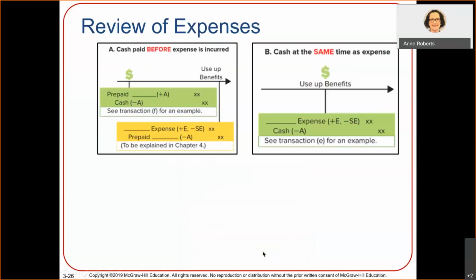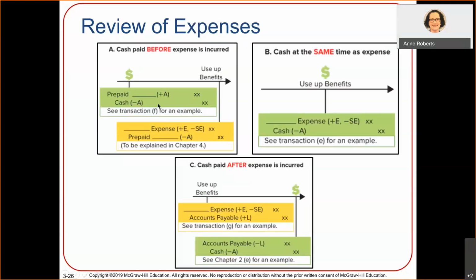Same thing here, right? On the expense side, this one, this one, this one, and this one, all fair game. That's chapters 2 and 3. This journal entry right here is an adjustment from chapter 4.